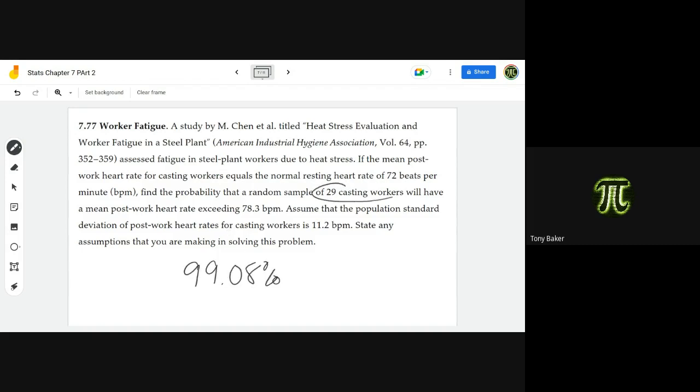So this group of casting workers has a heartbeat rate higher than 99% compared to all other resting rates. So if you were their union steward, because every factory, every steel plant is unionized anyway, what would you be complaining about? Overworked. The conditions are hazardous to their health.